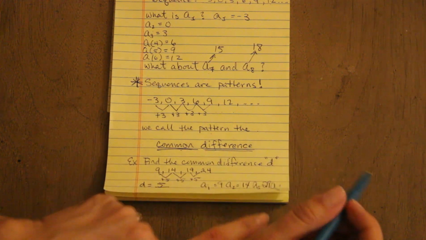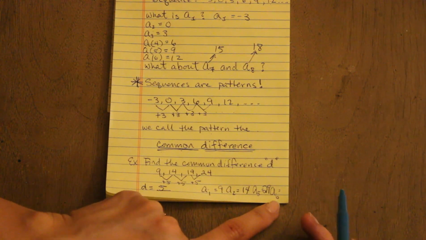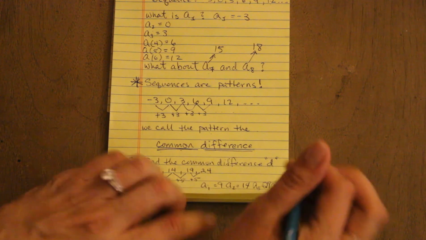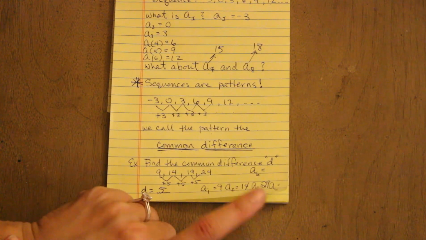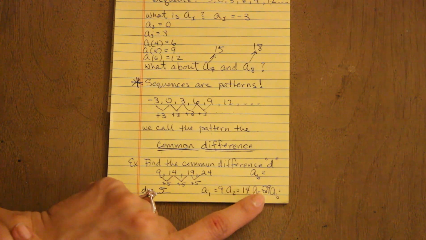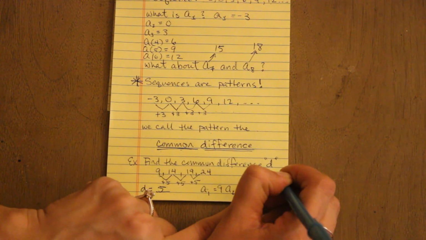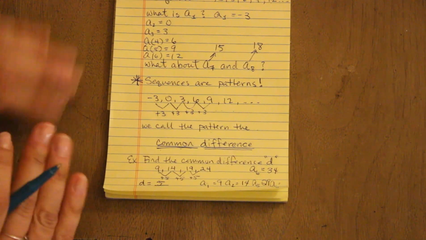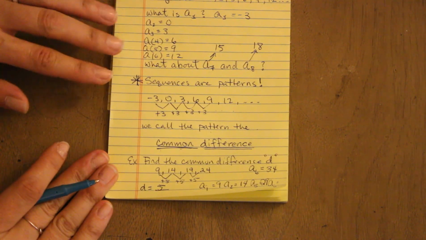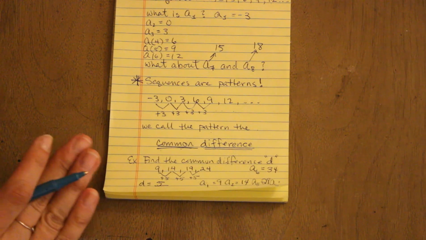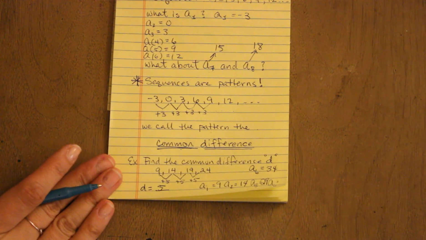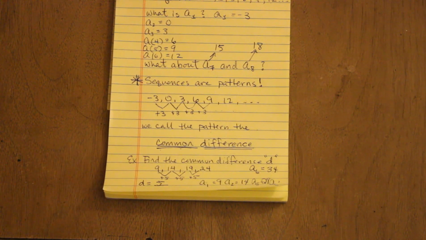Oh, as usual, I don't give myself enough space. And A of 6, let me move it up here. A of 6 would be 29 plus 5, which is 34. So please go back, take a look at this, pause, take notes, and use this information to help you complete tasks 2 and 3 for the assignment.